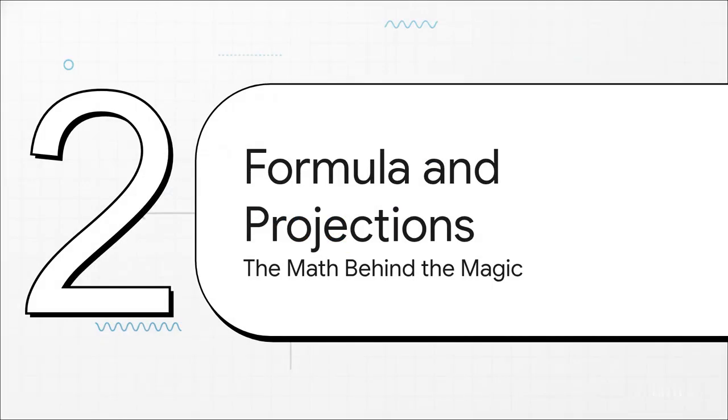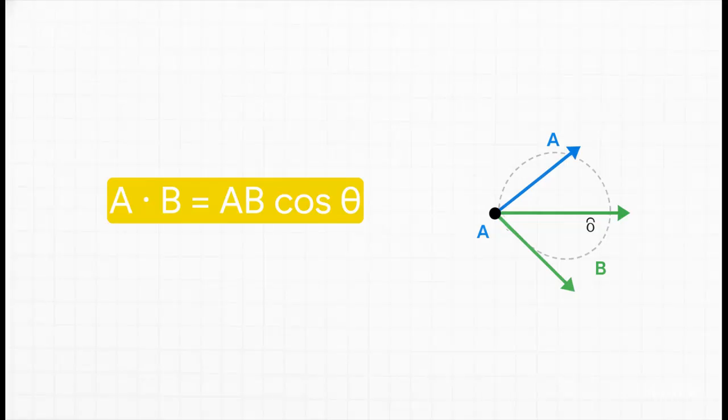Okay, so let's peek behind the curtain and see the math that makes all this work. And you'll see it's actually way more intuitive and geometric than you might be thinking. It's not just a bunch of abstract numbers. And here it is, the main event, the formula for the dot product. A dot B is equal to the magnitude of A times the magnitude of B times the cosine of theta. And that theta is the angle between the two vectors when you place them tail to tail.